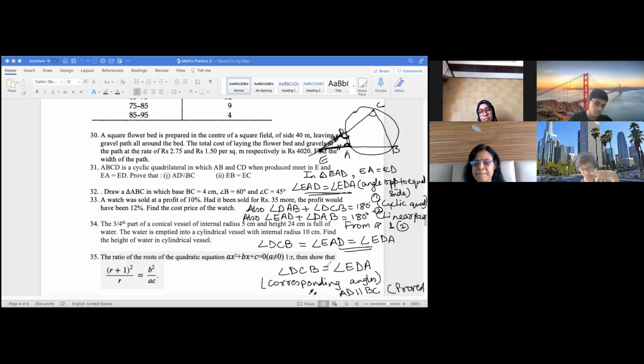यहाँ पे. From 1 and 2 we got this DCB is equal to EAD, but we have already proved EAD is equal to EDA because वो given in the question. This triangle is an isosceles triangle. So we got DCB is equal to EDA. Now DCB equal to EDA are corresponding angles. अगर ये दोनों pair, that means these are parallel. Okay.